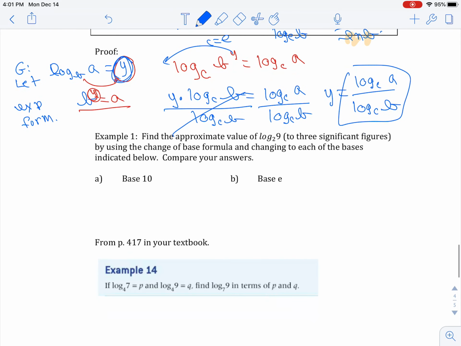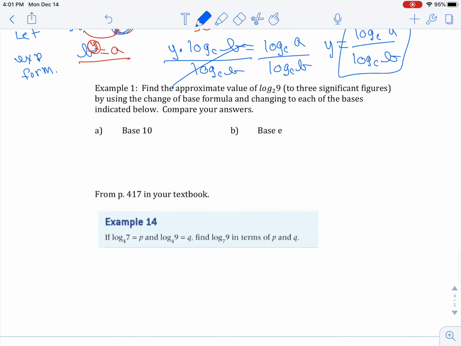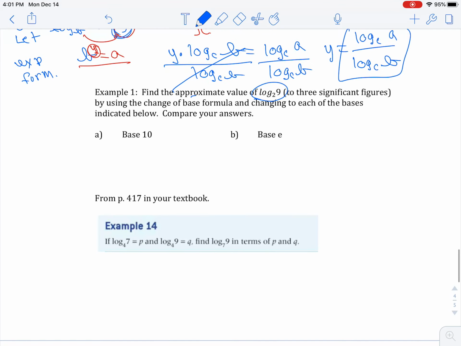All right, so now, example 1, we're going to take a specific problem, log base 2 of 9, and we want to find the approximate value of this. It says to 3 sig figs. And we're going to use the change of base formula.